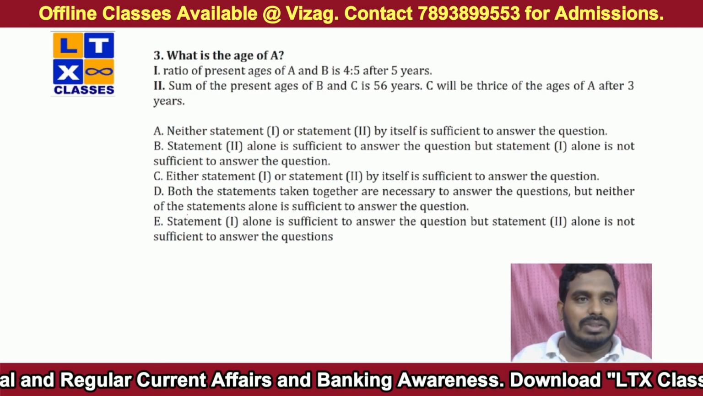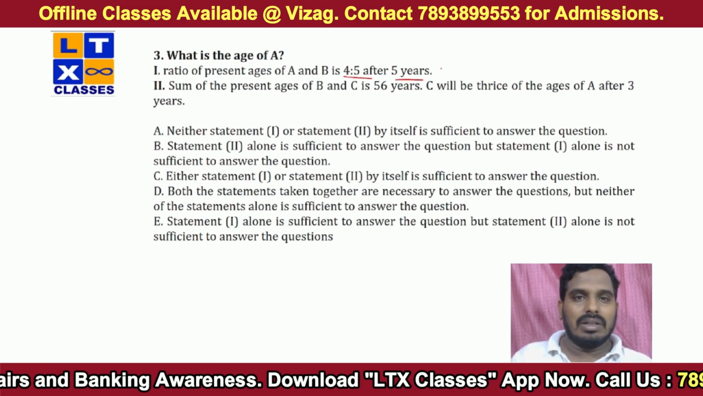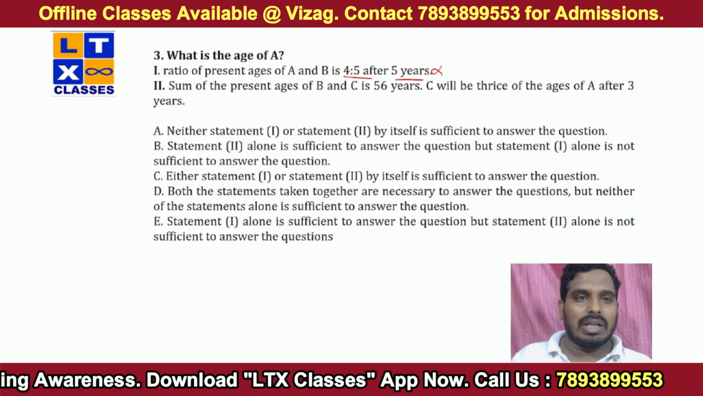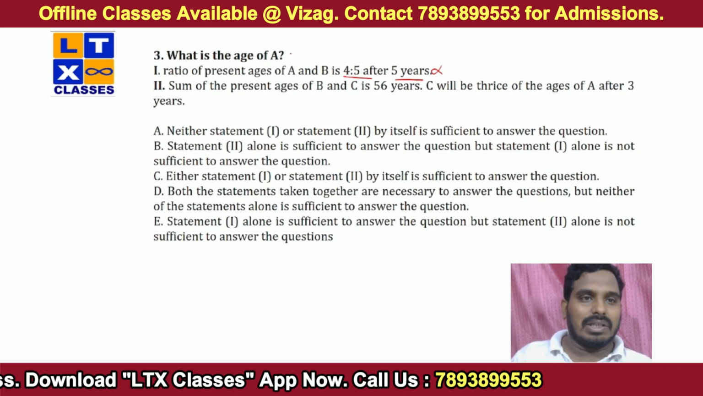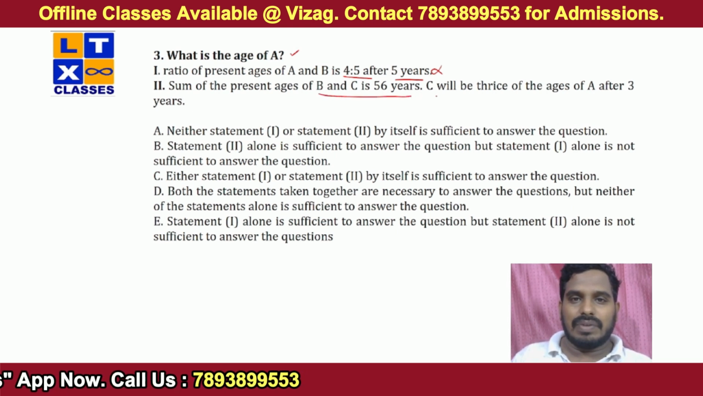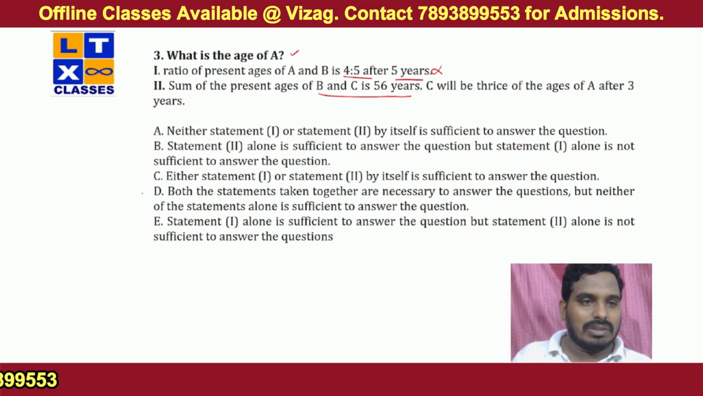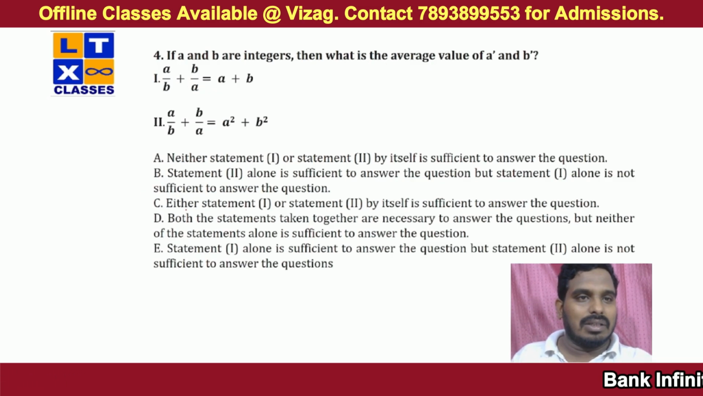Now, what is the present age of A? Ratio of present ages of A and B is 4 is to 5 after 5 years. Now, this is an incomplete statement. I cannot answer my question, which is the age of A, from statement 1. Sum of the present ages of B and C is 5 is to 6. C will be thrice the age of A. Okay. Both the statements are required to answer my question. We are using both the statements. I can easily answer this.